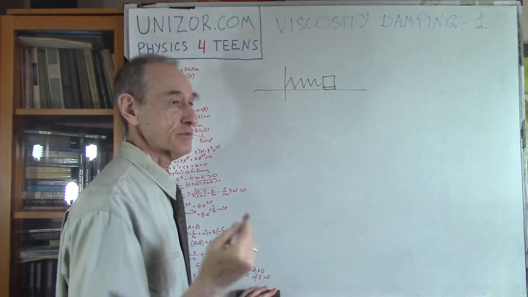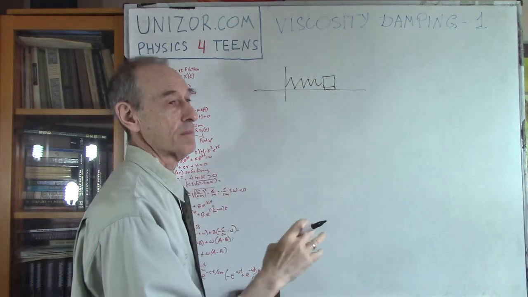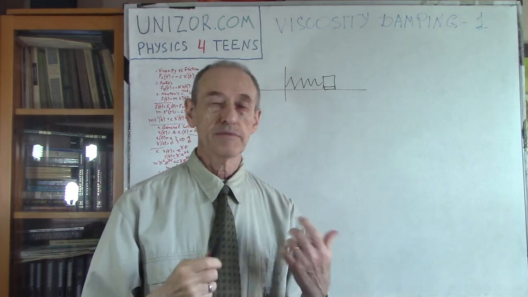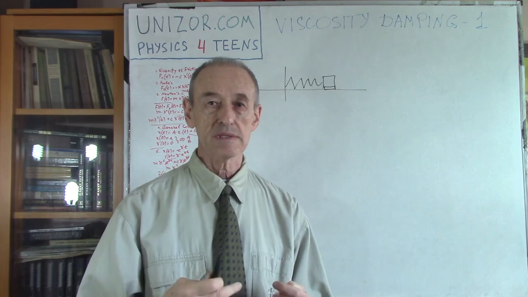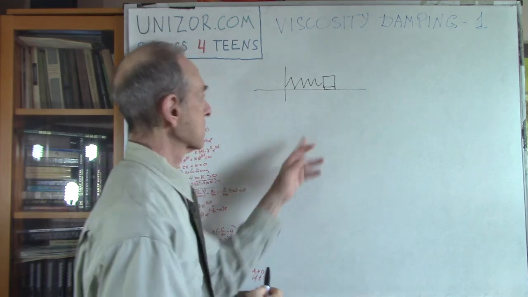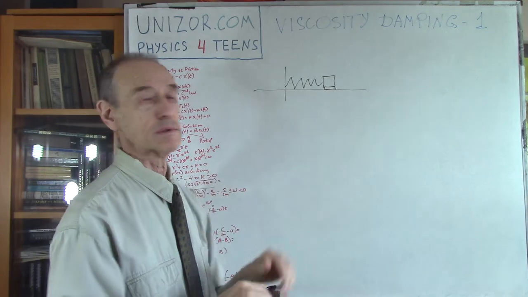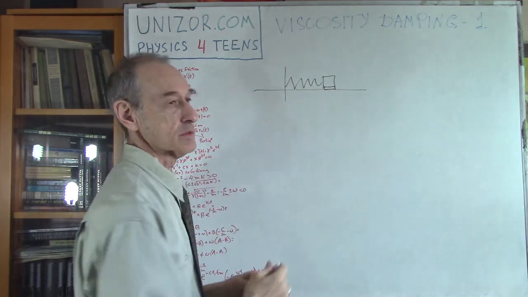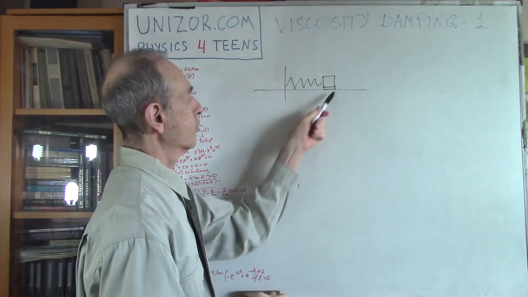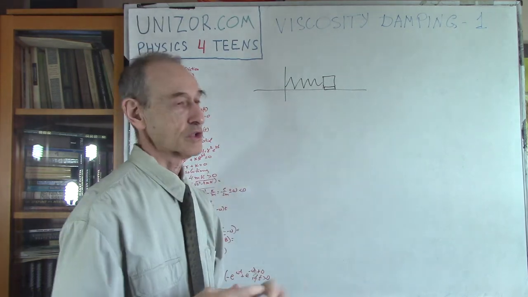Now, in case of viscosity, let's say the whole thing is underwater. There is no friction. Well, the viscosity is characterized by the fact that it increases as the speed of the object increases. So, in case of a spring, the force is proportional to displacement, right? The greater the displacement, the greater the force. That's Hooke's law. In case of friction, the force is constant. It depends basically on the weight and some kind of friction coefficient.